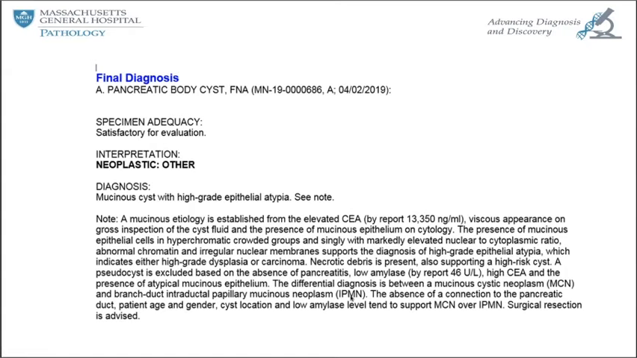The imaging suggests a mucinous cystic neoplasm from the absence of a connection to the pancreatic duct, the patient age and gender, cyst location, low amylase level, which tends to support, but does not always, because IPMNs can have a low amylase level, but they are more common in a mucinous cystic neoplasm, although mucinous cystic neoplasms can occasionally have a high amylase level. So it's not an absolute defining feature, but surgical resection is advised based on what we see.